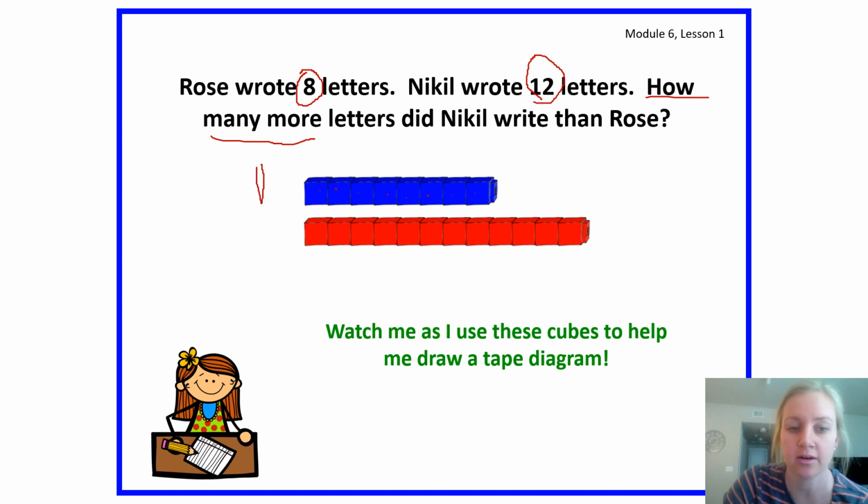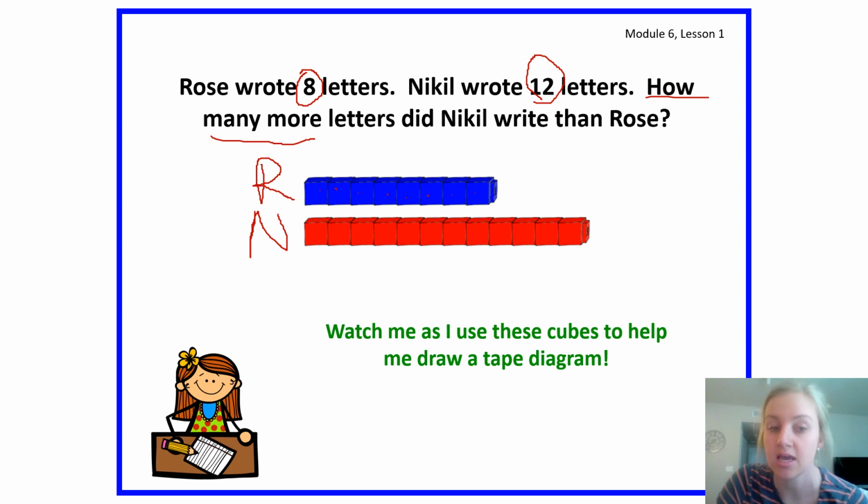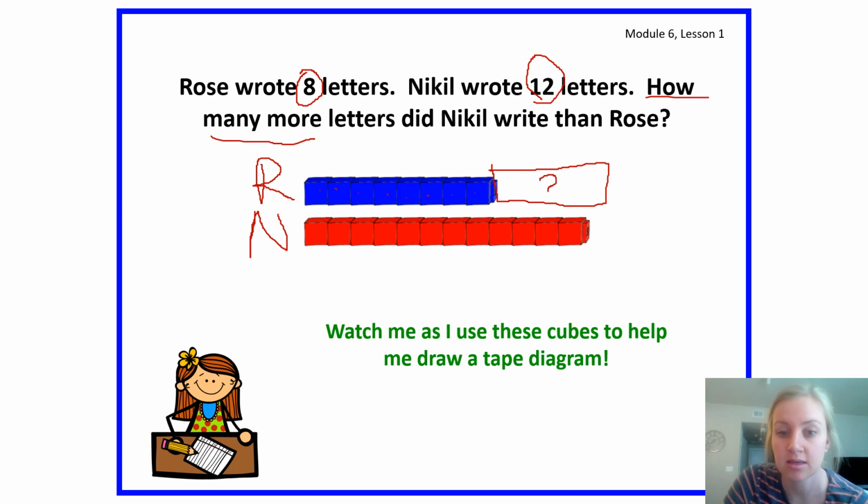I'm going to put an R for Rose. The second amount has 12. 1, 2, 3, 4, 5, 6, 7, 8, 9, 10, 11, 12. So I know that stands for Nikhil's letters. I have an R and an N. We know that those are the first letters of their names. Now, the amount that I'm looking for, how many more than, is this blank space that's above the 12.